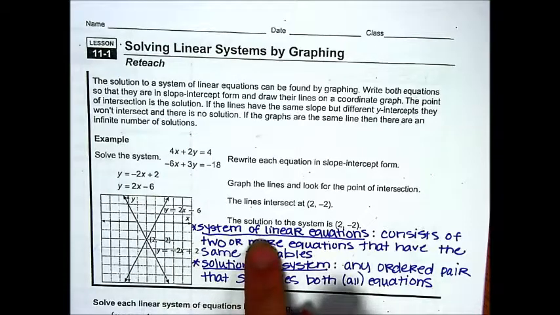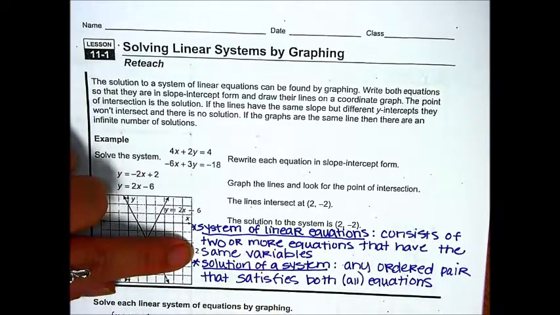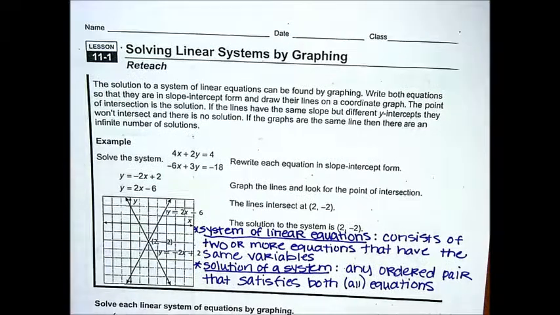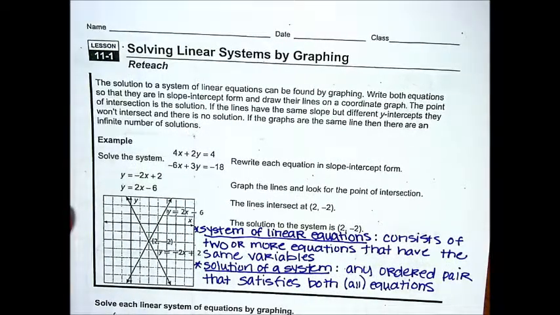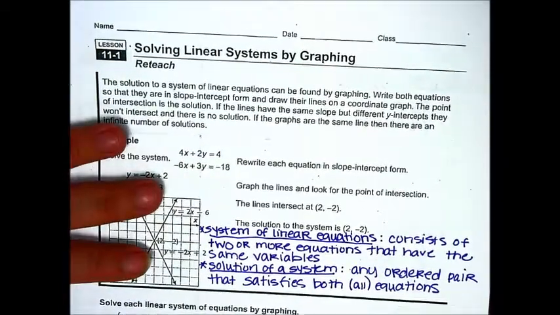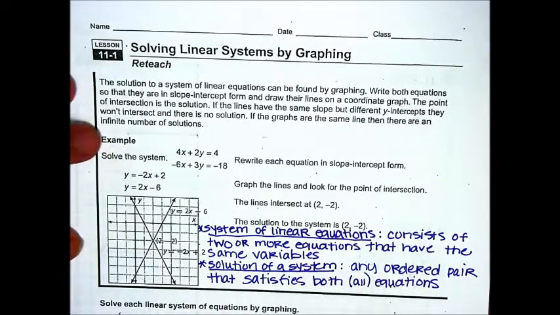A system of linear equations consists of two or more equations that have the same variables. And a solution of a system is any ordered pair that satisfies both or all equations. Okay? So there are different ways to find solutions to systems. Obviously, we're going to start by graphing.